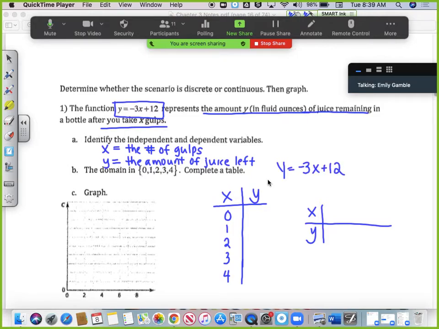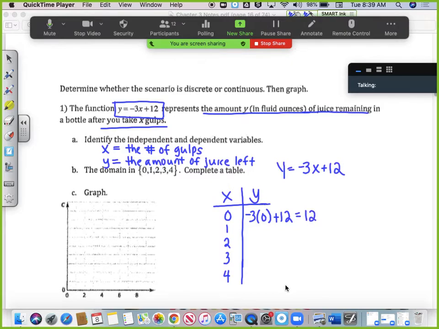What we're going to do to get all of these numbers in for y is replace the number in for x and then solve. So we're going to take the little function negative 3x plus 12 and we're going to replace 0 in for x and solve, 1 in for x and solve, 2 in for x and solve, 3 and then 4. So we're going to take negative 3 and replace 0 in for x and solve that little pattern here. Negative 3 times 0 is 0. 0 plus 12 is 12.